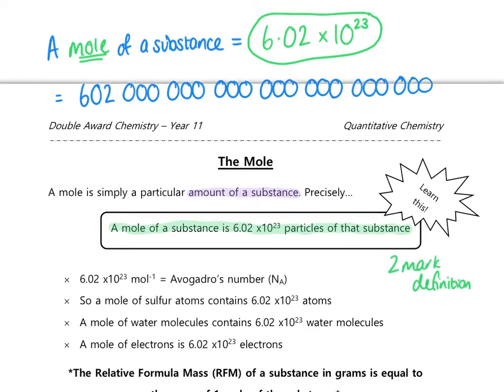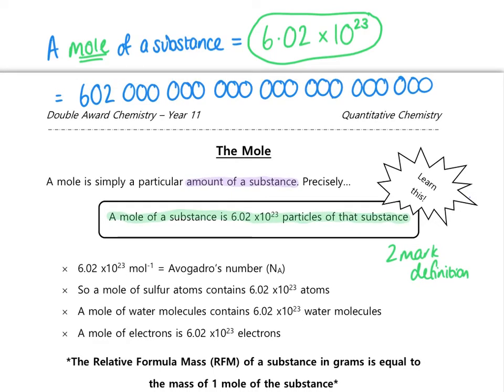So essentially what we're saying is that if we have a mole of a particular substance, we have that many particles of it. As you're given a few examples here, if you had a mole of sulfur atoms, you would have 6.02 times 10 to the 23 atoms. If you had a mole of water molecules, you would have 6.02 times 10 to the 23 water molecules. If you had a mole of electrons, you would have 6.02 times 10 to the 23 electrons.